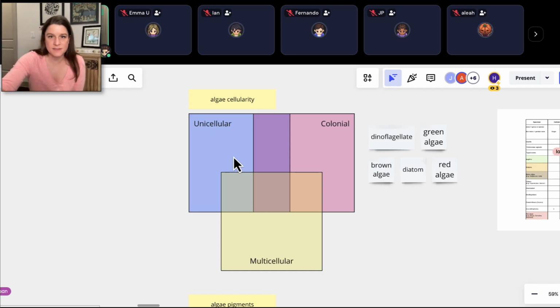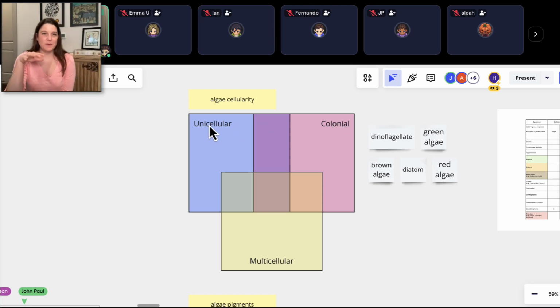So in this orangey box, that's the pink and the yellow overlapping. That orangey box means that group could be multicellular or colonial. The purple box means that group has some species that are colonial and some that are unicellular. So we can sort those algae.